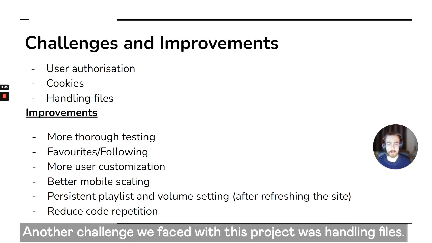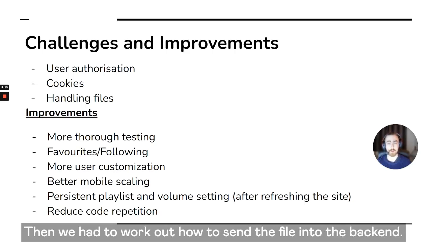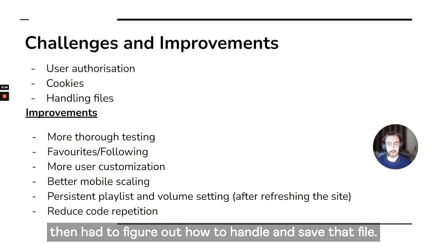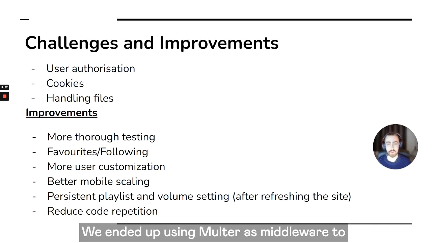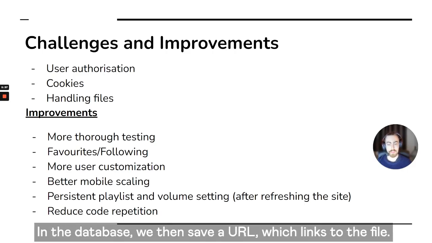Another challenge we faced with this project was handling files. We first had to work out how to grab the file in React and save it in state. Then we had to work out how to send the file into the backend. This required using form data instead of JSON, which we were more used to at this point. In the backend, we then had to figure out how to handle and save that file. We ended up using Multer as middleware to grab and then save the file into memory before passing it to AWS and saving it in the S3 bucket. In the database, we then save a URL which links to the file.